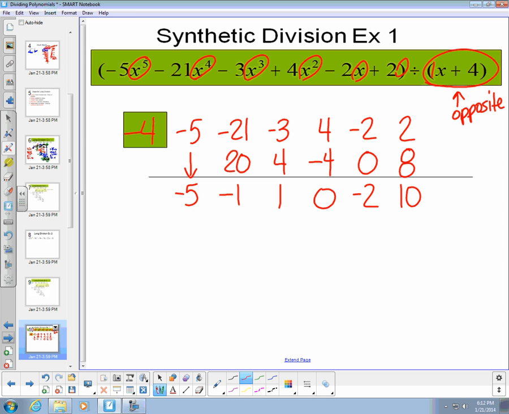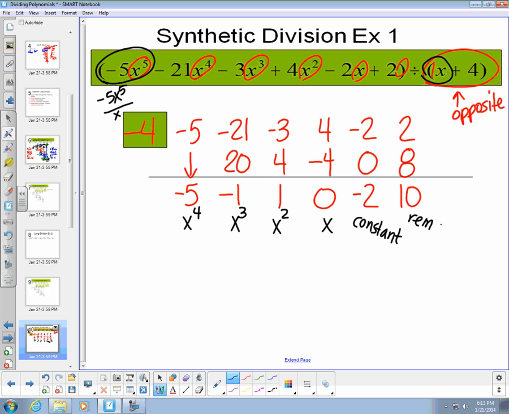And what I need to think about is when I started, I had a negative 5x to the fifth divided by an x, first term of the dividend and first term of the divisor. Well, if I divide an x to the fifth by an x, I'm going to get an x to the fourth. So when I put my variables back in the answer, I drop the exponent by 1, and then I'm going to just go in descending order. So if the negative 5 was an x to the fourth, the next term is an x to the third, x squared, x, then we get to the constant, and the very last term is always your remainder.